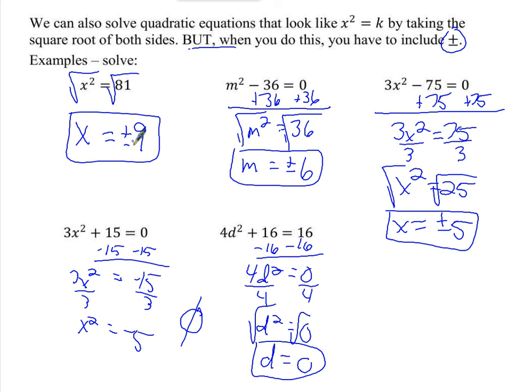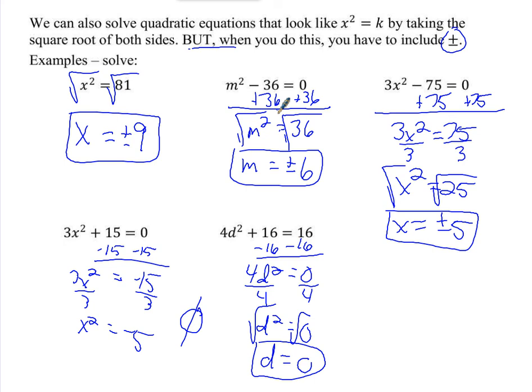So we have two solutions, two solutions, two solutions, just like those parabolas that cross the x-axis twice. We have no solution, just like a parabola that doesn't cross the x-axis. And we have one solution, just like a parabola that has the vertex touching the x-axis. So these are the same thing. We're just not graphing them.